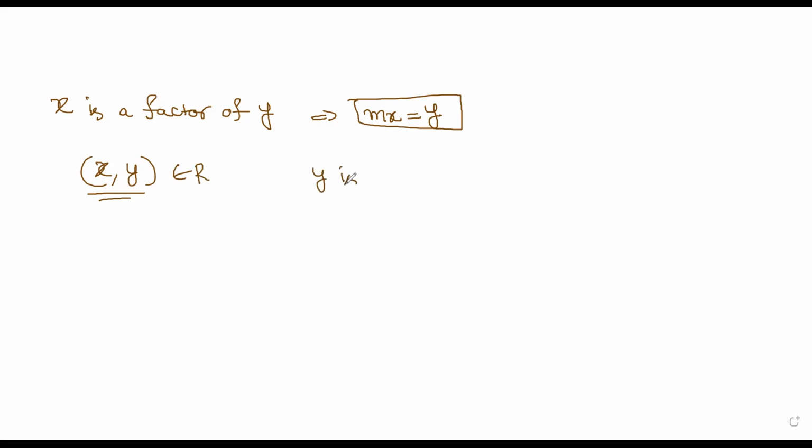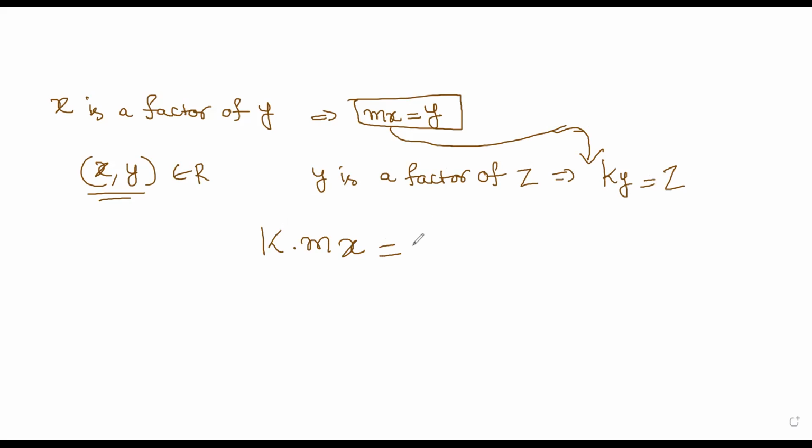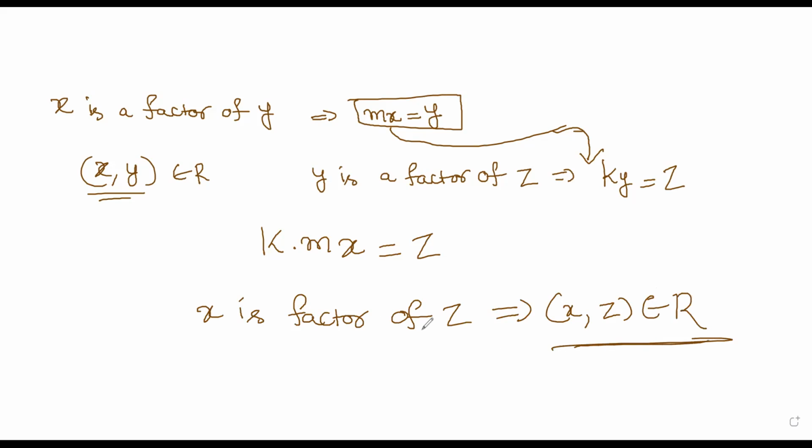Now y is a factor of z. If I write like this, what can I write? I can write that some ky is equal to z. I can write in this way. But y is equal to mx, right? Please put that. So k into m into x is equal to z. So x is a factor of z. So you can say x comma z belongs to the relation R. So it is transitive. So this way you can say that it is transitive. It is reflexive, but it is not symmetric.